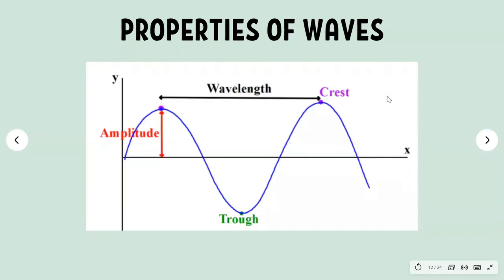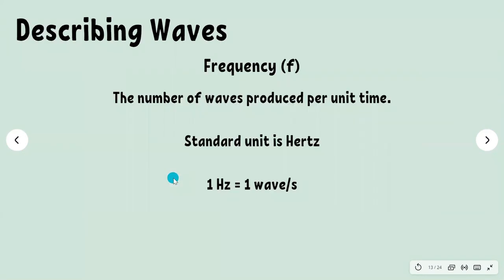So, properties of waves. Once again, we have these crests, we have these troughs, and the amplitude, which will be labeled as capital letter A. That's the length from the resting point to the crest, or from the resting point to the trough. So here we describe waves using math or using numbers.